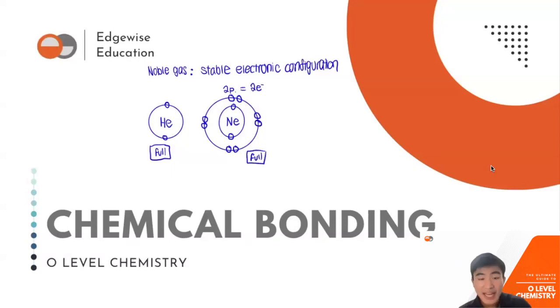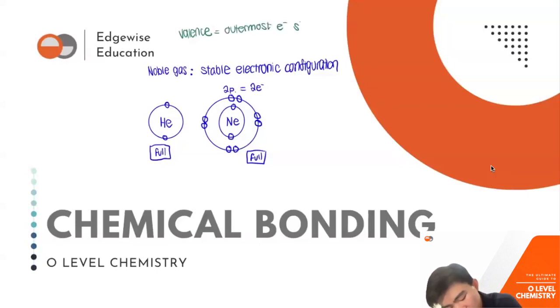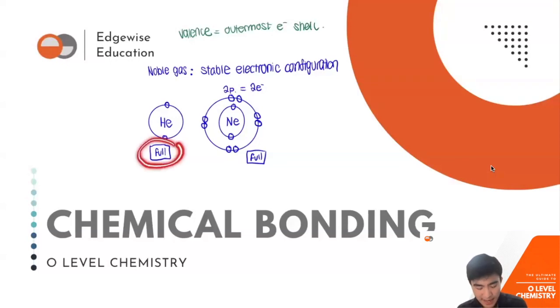Now, whenever we have a full valence electron shell... once again, for those of us who are not familiar with the term, valence simply means outermost. Valence simply means outermost electron shell. Now, this is full. This one also full. What does that mean? We always say that noble gases, for example helium and neon, when they have a full valence shell, we call it stable.